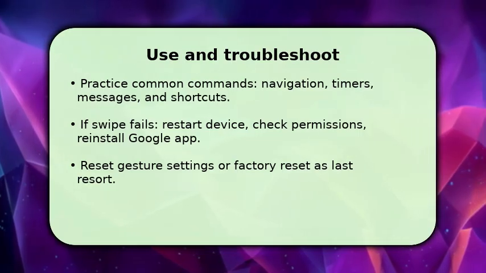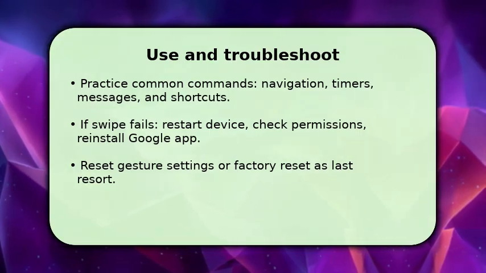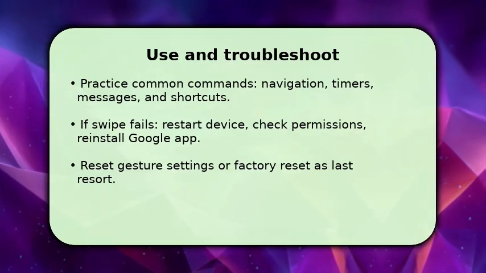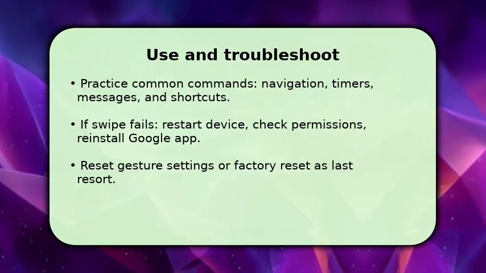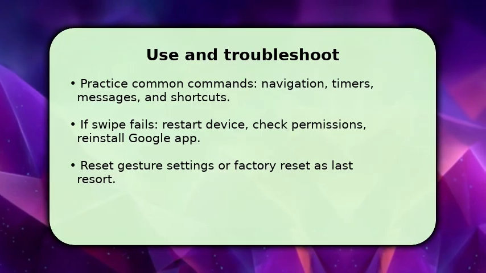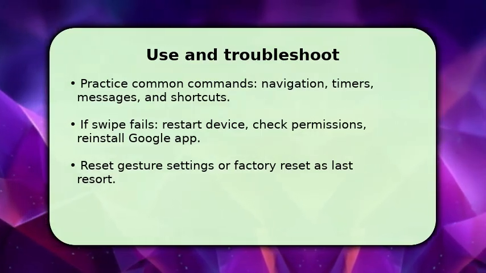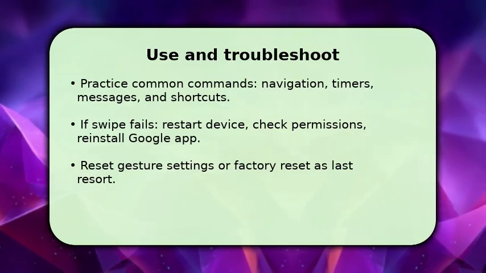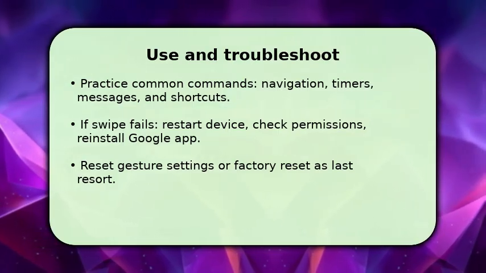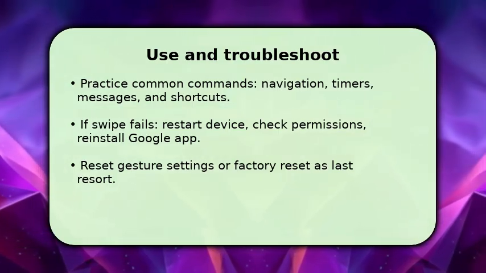If swipes stop working, restart your phone first, verify microphone and accessibility permissions, and reinstall or update the Google app. If problems persist, reset gesture settings or test with a different launcher. As a last resort, backup data and consider a factory reset, but try permissions and app repairs before that.